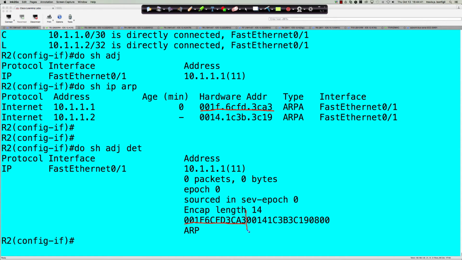And I'll draw a little line down there. Because what we have next is the MAC address for the local FastEthernet 0/1 interface. 0014.1C3B.3C19. And then what's my protocol? IP. So here is the destination MAC address information for the layer 2 rewrite, and here is the source information.